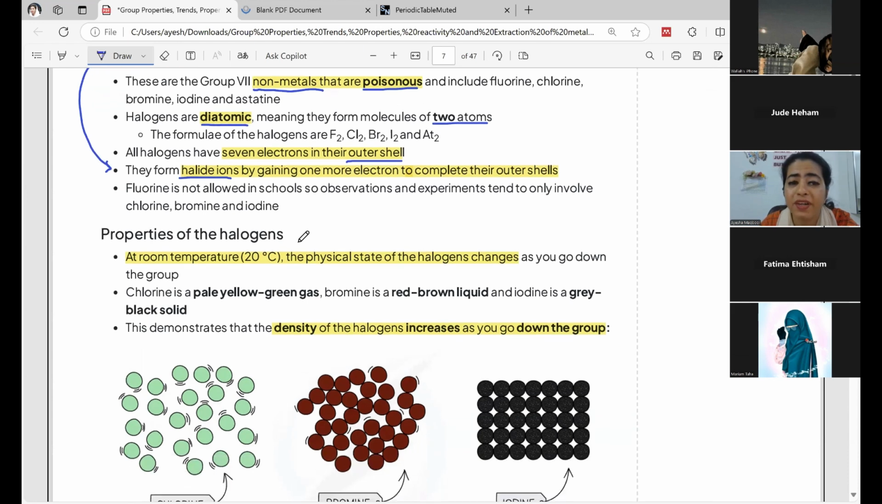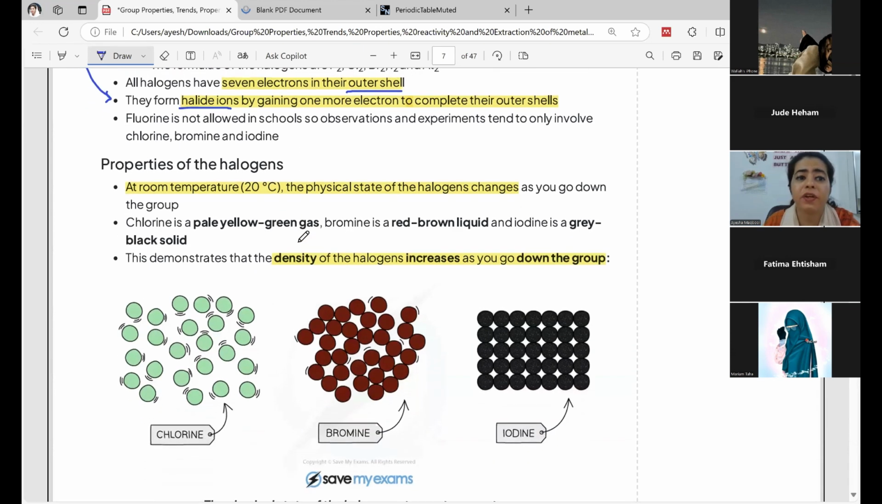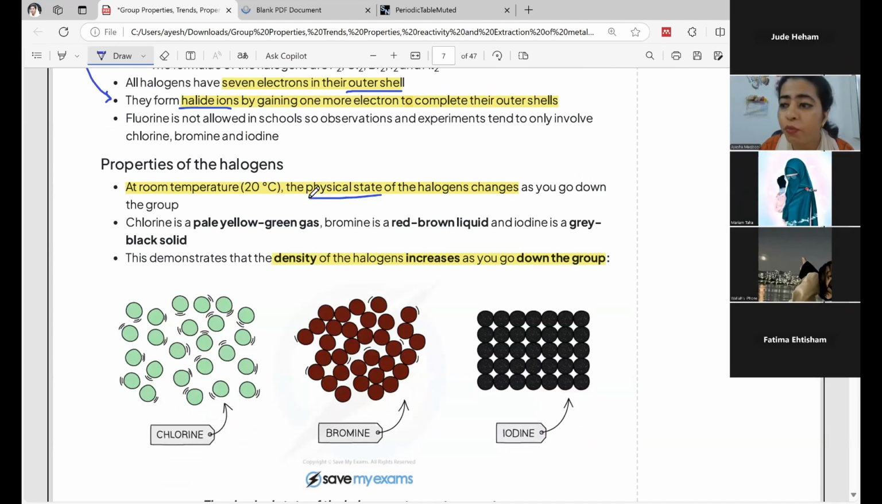Okay, so first of all, let's see some physical properties. We are going to see their physical state first of all, at room temperature, approximately 20 degrees Celsius. Room temperature can be different, 20 to 25 somehow. So at the top of the group, they will be gases, then liquid, then solid. So their physical state goes towards solid as we go down the group.